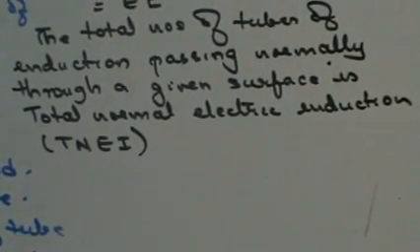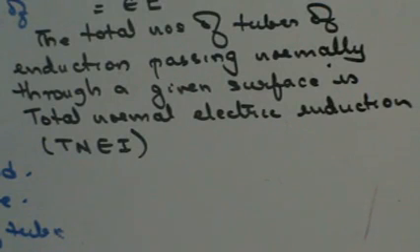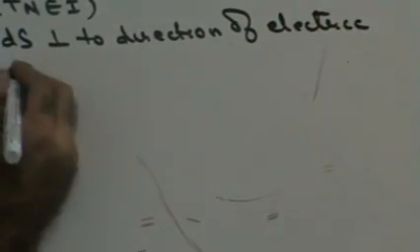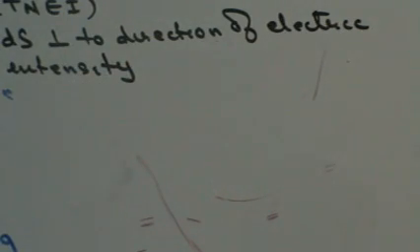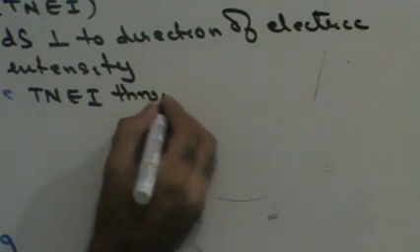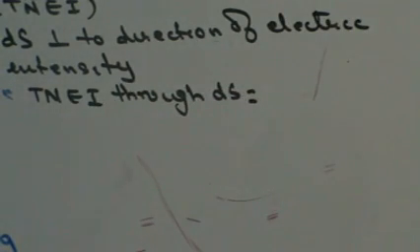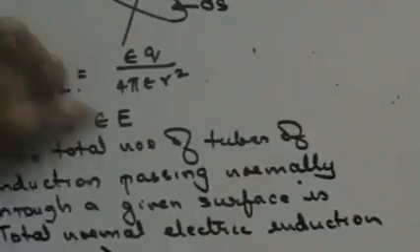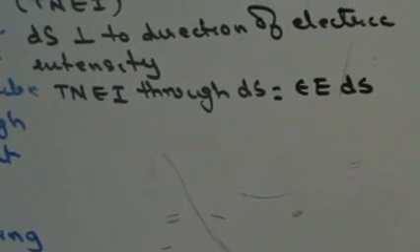Right? Now, I've already shown you the diagram: if you have area ds perpendicular to the direction of the electric intensity, then the total normal electric induction through ds, through unit area, is epsilon e, so through area ds it will be nothing but epsilon e into ds. Right?